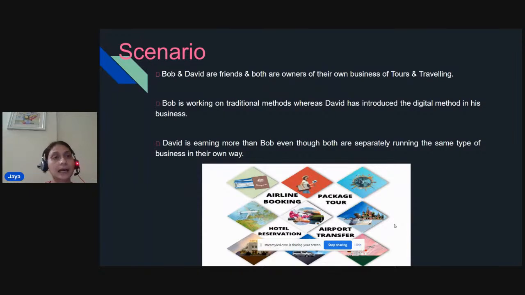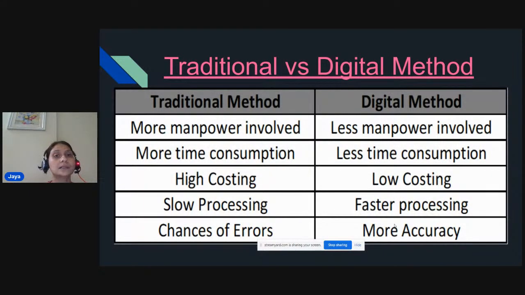In my next slide, we will understand the difference between these two methods. When we talk about the traditional method, more manpower is used, the time consumption is more, the cost is very high, the processing is very slow, and the chances of errors are very high. But when we use a digital method, less manpower is involved, the time consumption is less, the cost is very low, the processing is very fast, and there is more and more accuracy.